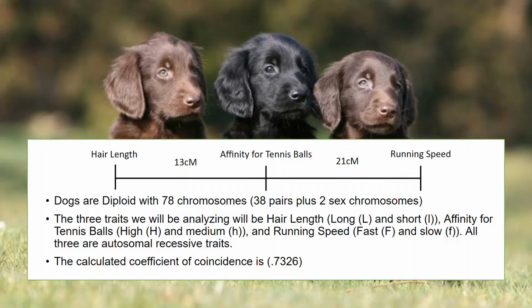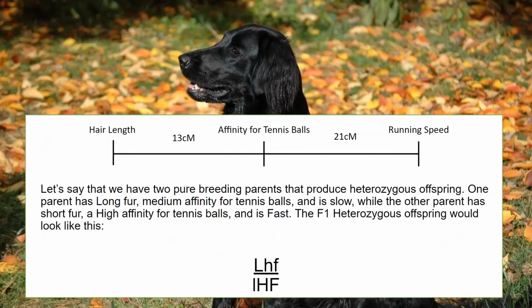And there are going to be 3 traits that we're going to analyze today. The first one is hair length, which can be long and short, the affinity for tennis balls, which can be high and medium, and the running speed of the individual, which is going to be fast and slow, with the dominant and the recessive allele listed respectively. So these traits are going to be autosomal recessive, and the calculated coefficient of coincidence is going to be 0.7326.